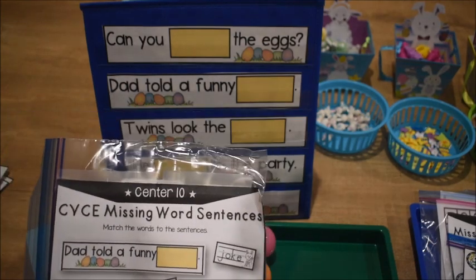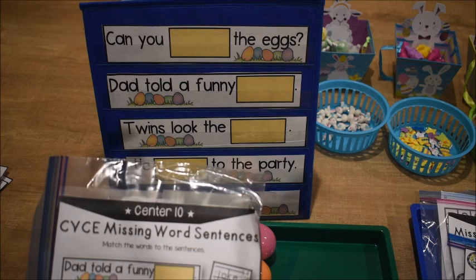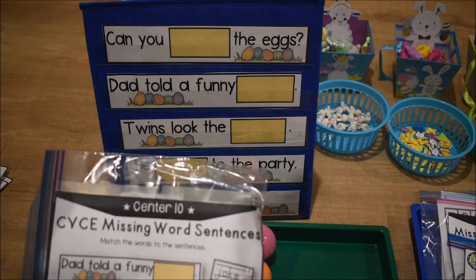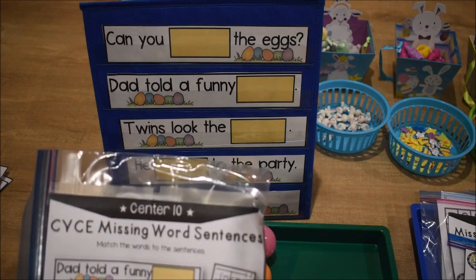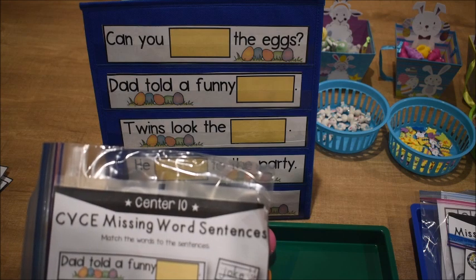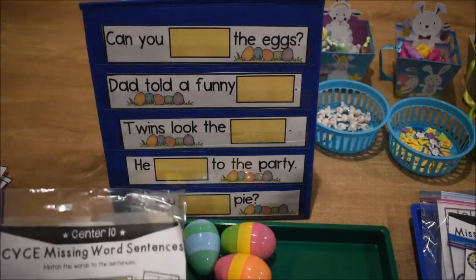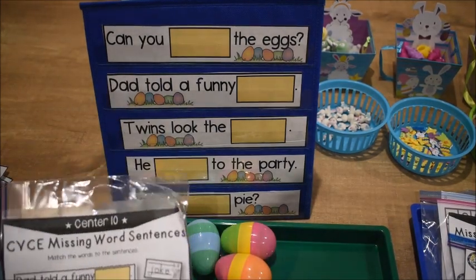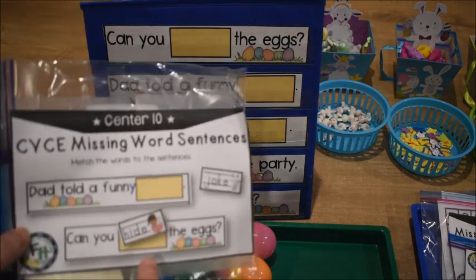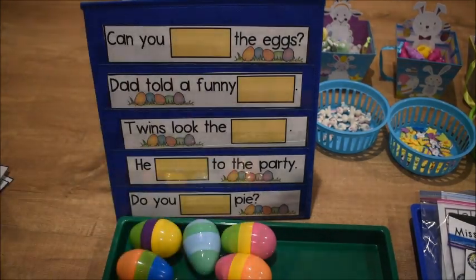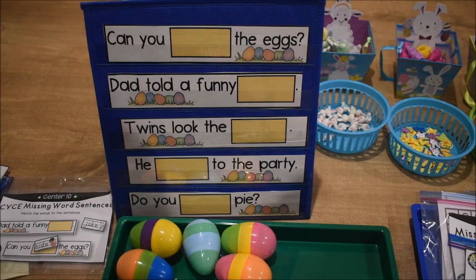So this one practices reading and finding the missing word. So it's a context type of activity, but it also is going to work on long vowel words. So it's a little bit of a phonics activity too, because all of the missing words in the sentences are words that have long vowels.